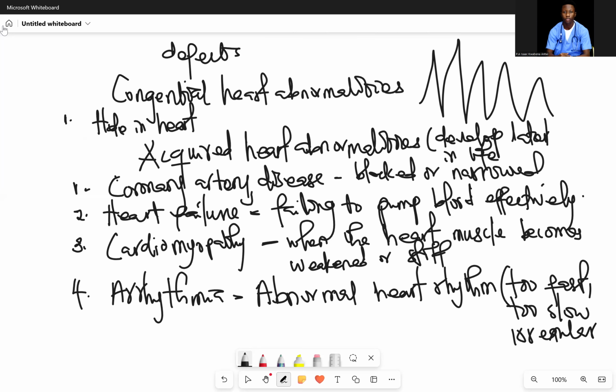So let's leave it here. At least now you know the heart diseases or disorders. That's one of the questions they will ask you. So this brings us to the end of the session for the circulatory system.